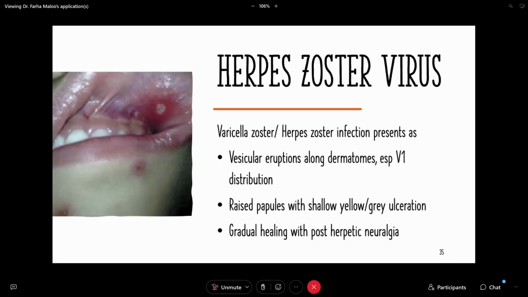The herpes zoster virus or the varicella zoster virus also causes vesicular eruptions like the herpes simplex, but the difference is these are along the dermatomes, typically around the fifth nerve distribution and the first division of the fifth nerve distribution. These raised papules with shallow gray or yellow ulcers, they heal, but leave behind post-herpetic neuralgia. These are the ulcers of herpes zoster virus with reddish discoloration around the ulcers.